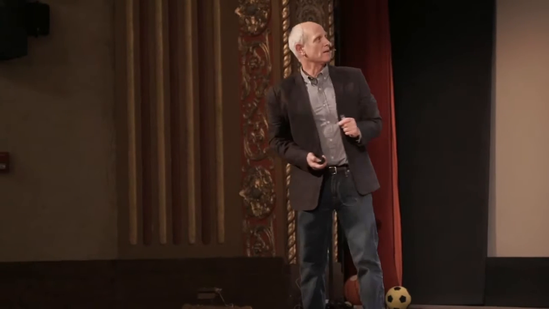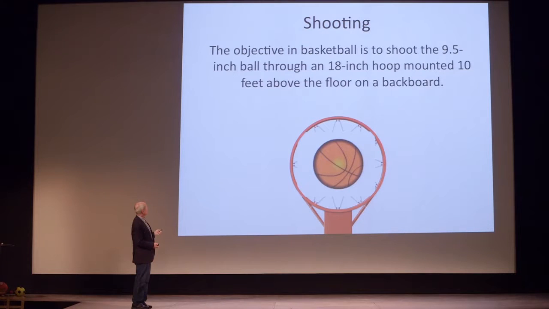Alrighty, so the last part of what we're going to talk about is shooting a basketball. I looked it up in the rule book. It says the objective of the game of basketball is to put a 9.5-inch diameter ball through an 18-inch hoop that's mounted 10 feet above the floor on a backboard. And there are 5 players on a side. The rule book's full of things, but this is the challenge here, to get this through there.